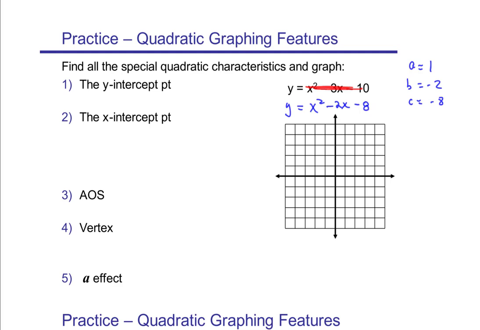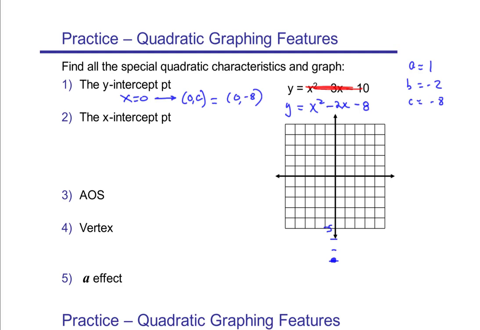Now, we learned a few things in class. The y-intercept, when you're on the y-axis, x always equals 0. And your point is always (0, c). Hey, that's easy because we have the C number: (0, negative 8). So the parabola is crossing way down off our grid. 1, 2, 3, 4, here's negative 5, negative 6, negative 7, negative 8. So there's my first point plotted.